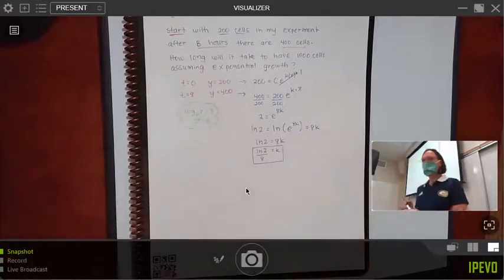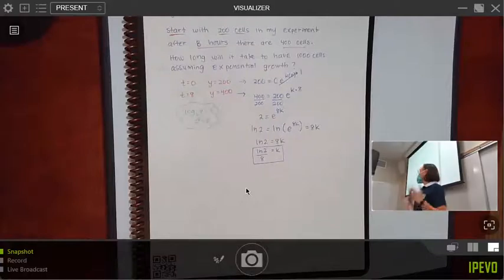And there's not much we can do with that short of shoving it in a calculator, right? I don't know what the natural log of 2 is. We're kind of stuck there.